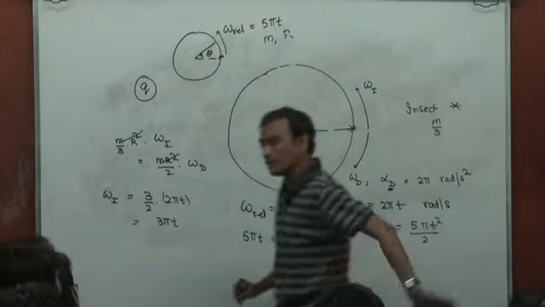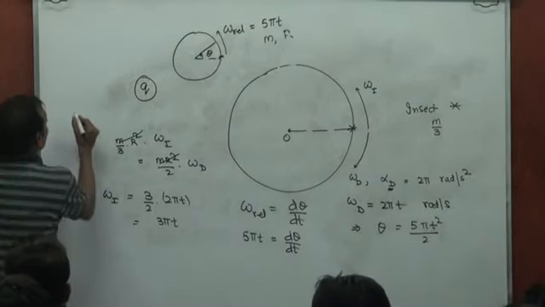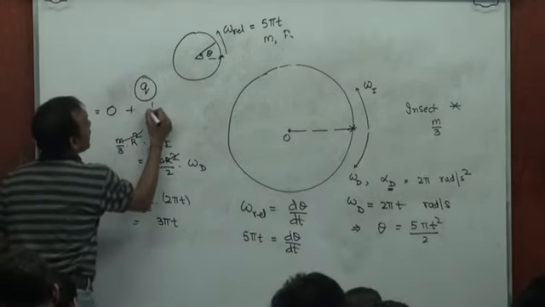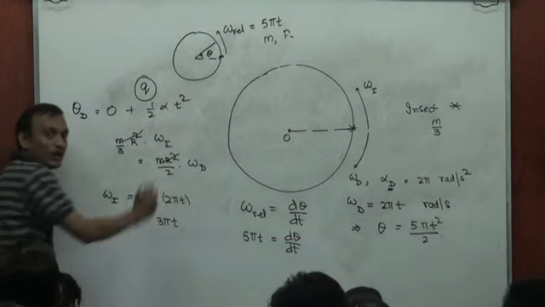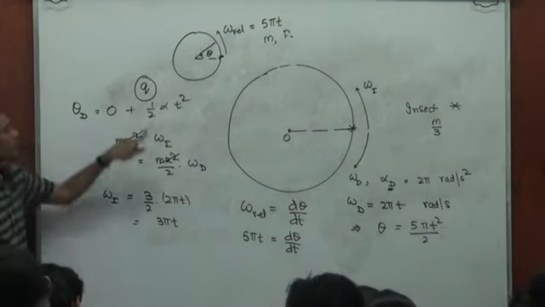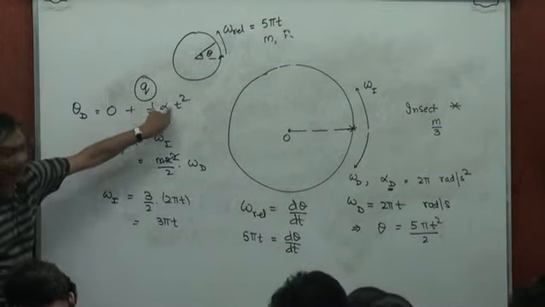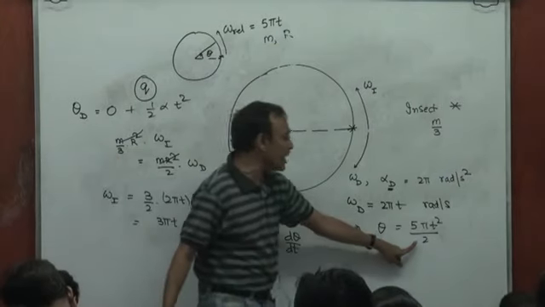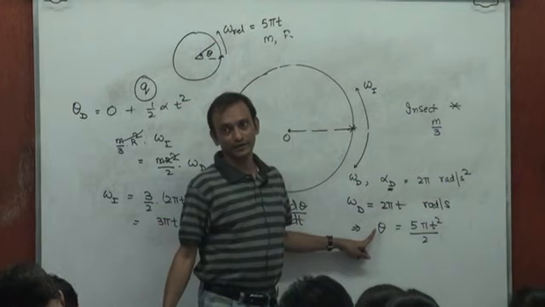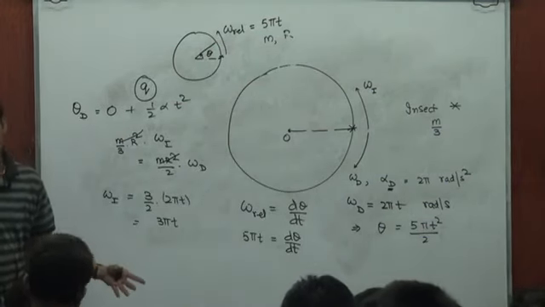Now once you have the time t, by plugging in theta equal to 2 pi, the angle rotated by the disk would be initial angle plus half alpha t squared. Theta rotated by the disk as seen by the ground would be initial theta of the disk 0 plus half alpha of the disk, which is 2 pi, into t squared, which is obtained from here by plugging in theta equal to 2 pi. Right? So that's the angle rotated by the disk. Does that sound alright?